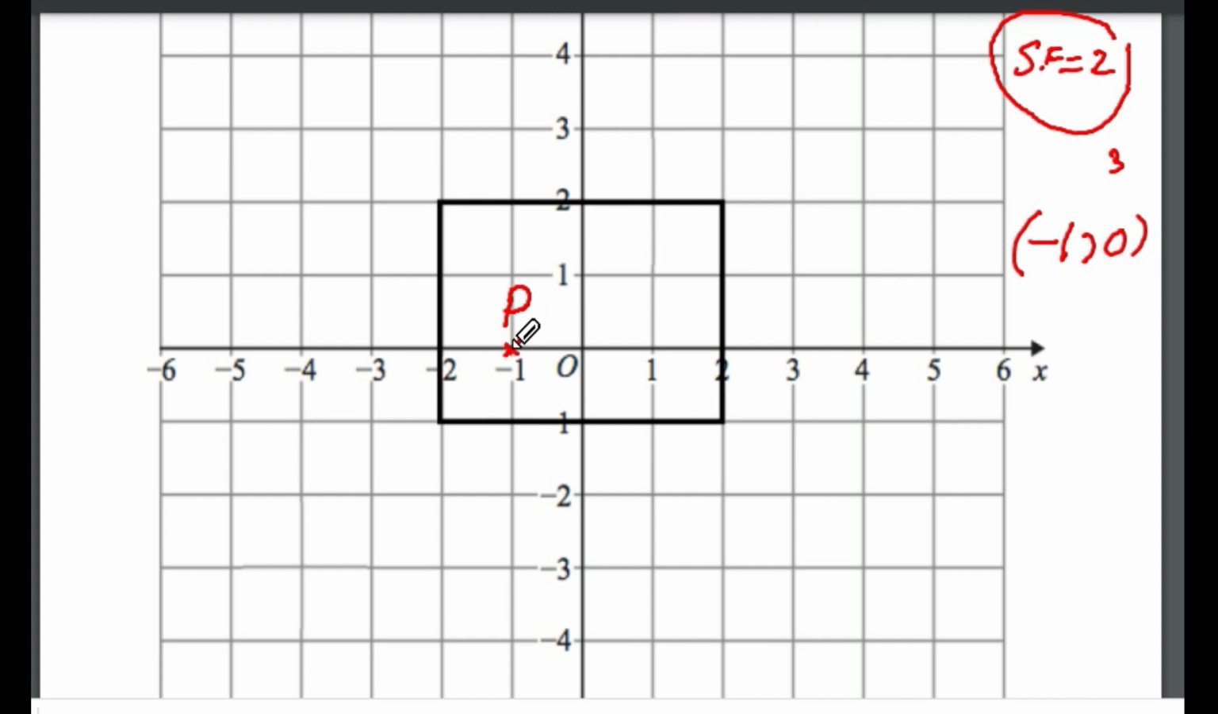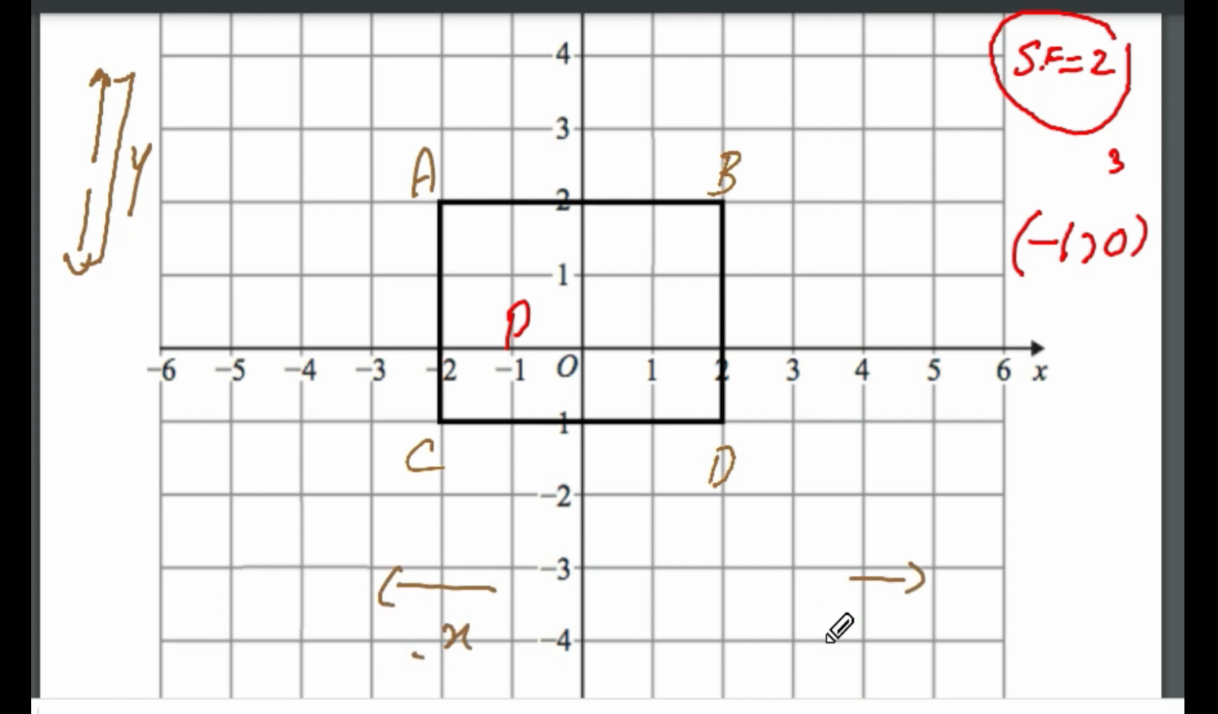Okay, so now from P we have to move every point. We can call these points A, B, C, D, right? One thing you need to understand is that when you move up or down, those are the Y coordinates. In the same way, when you move right or left, it gives you your X coordinates. Then it will be easier for us to find the enlarged numbers. Okay, so let's start over from P to A.